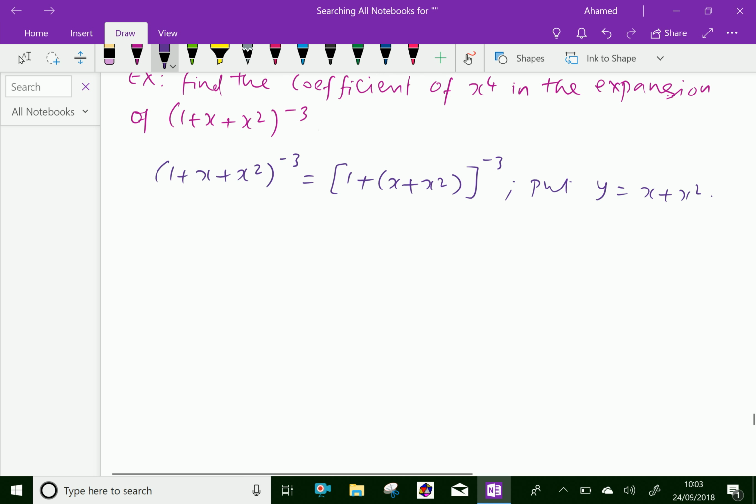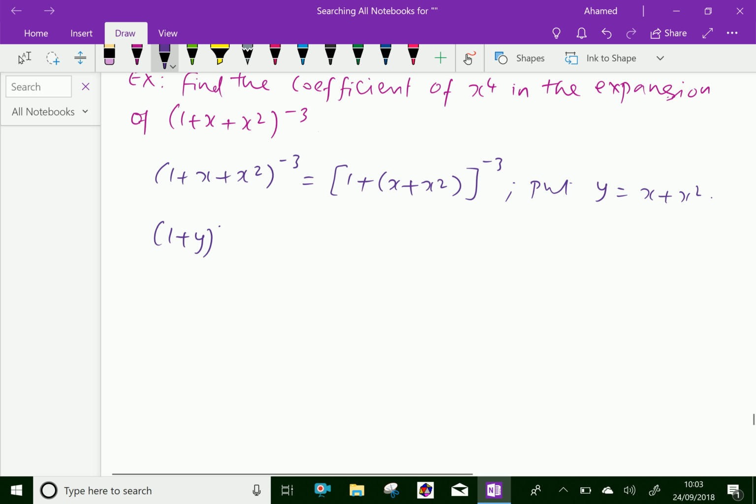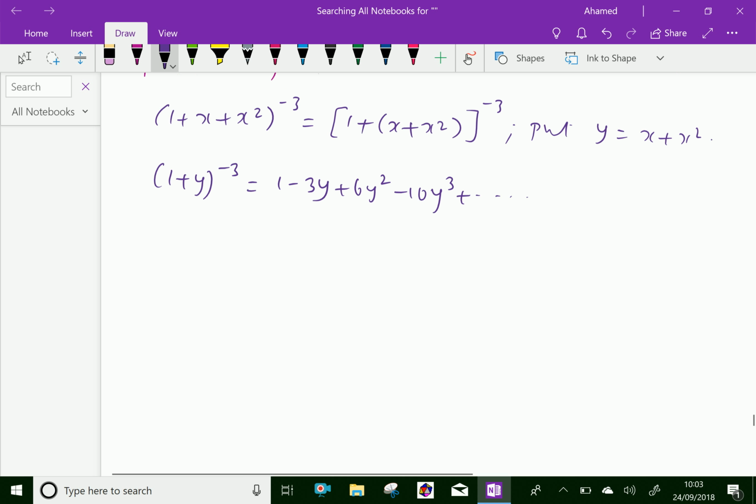Now let us expand. Instead of x plus x square, you can write y and expand like (1 plus y) power minus 3. By using the result, we get 1 minus 3y plus 6y square minus 10y cube plus dot dot dot. Now we'll apply the value of y.